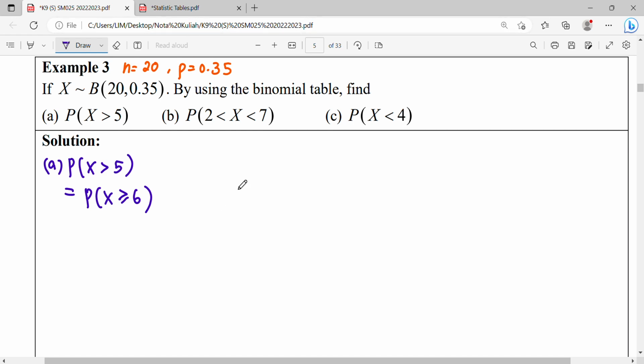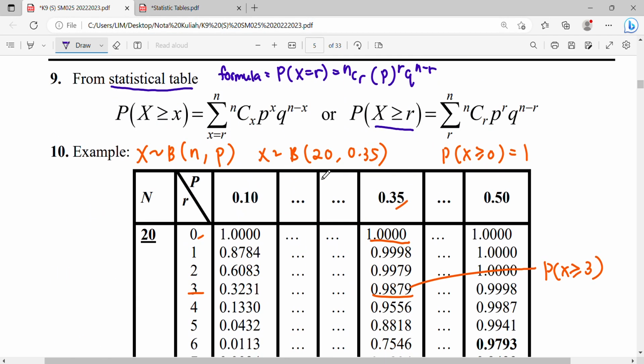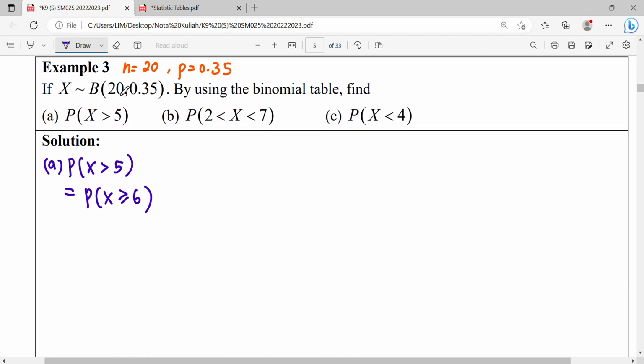So when you read table, look at here. When you read table, you are read for this. When I read 6, means I reading x greater equals to 6. So when I want more than 5, so I will read 6. Because 5 is not included. So we will start from 6 onwards. So we read for table 6.